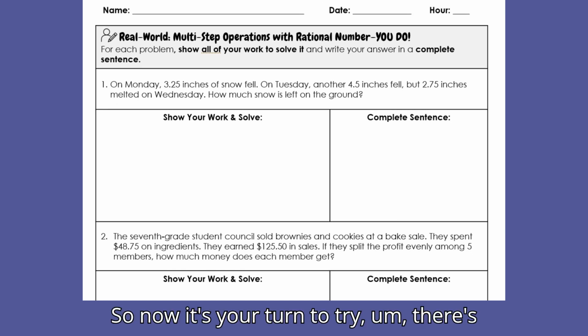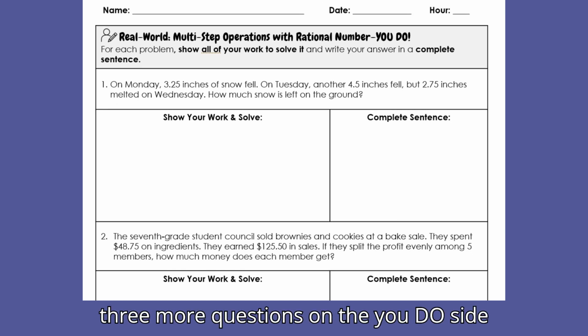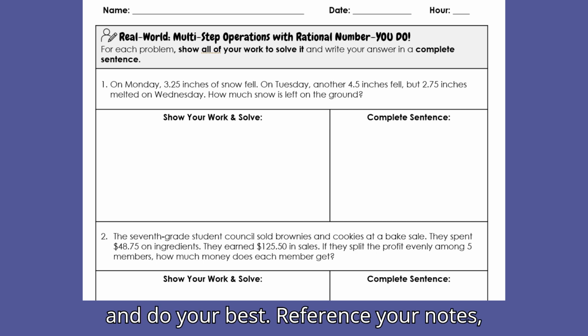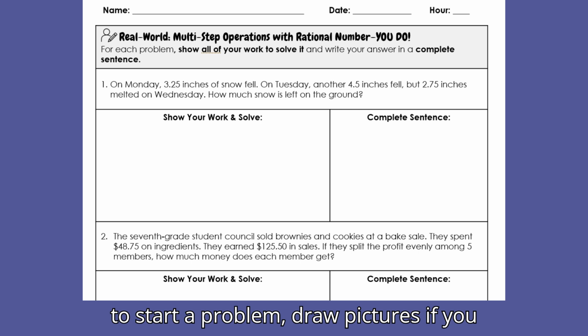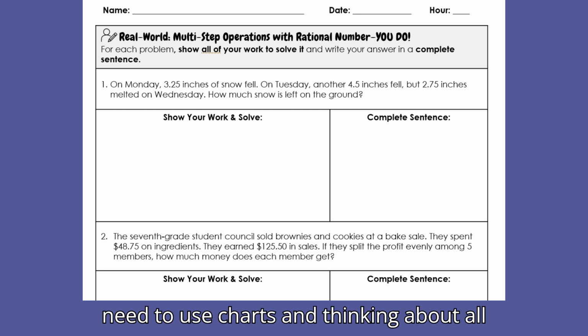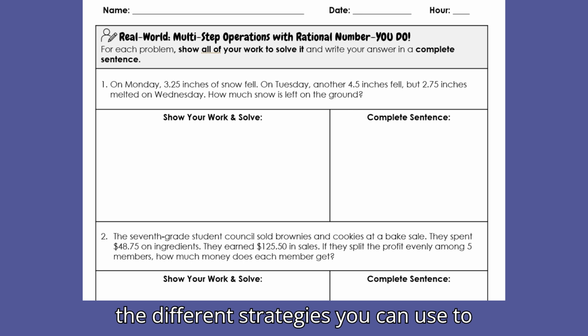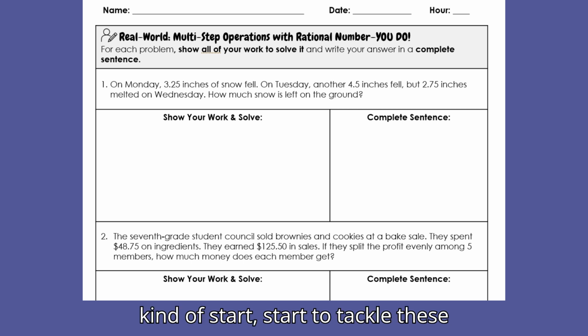So now it's your turn to try. There are 3 more questions on the you do side, and do your best. Reference your notes, reference those reminders of how to start a problem, draw pictures if you need to, use charts, think about all the different strategies you can use to start to tackle these problems.